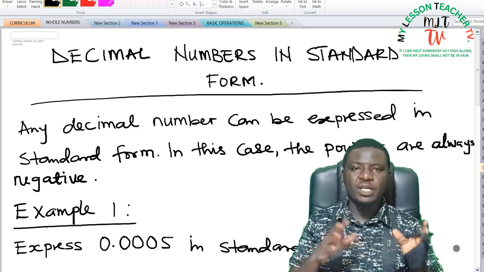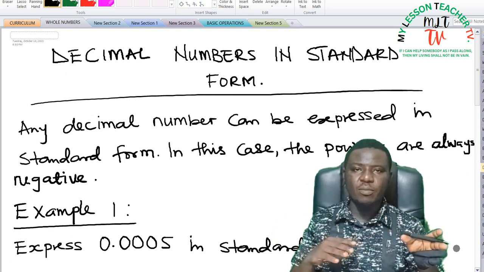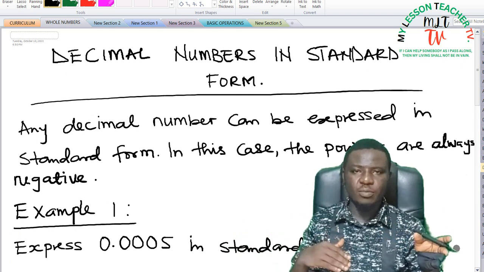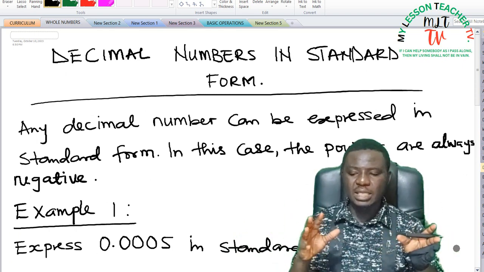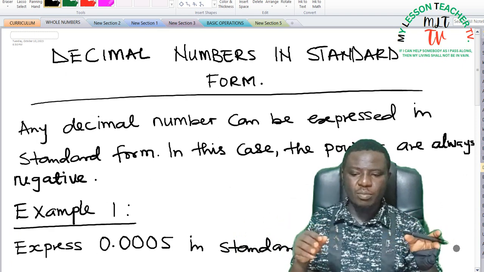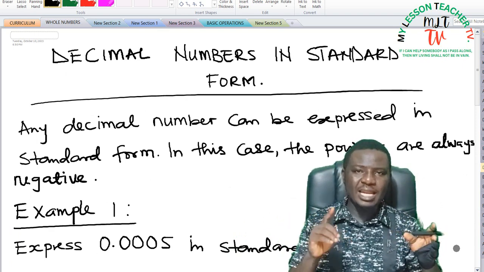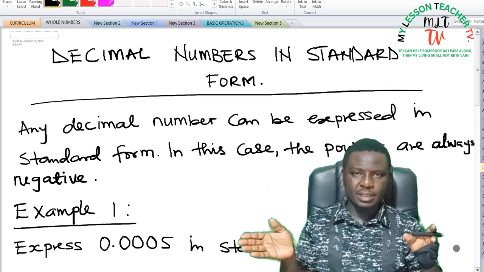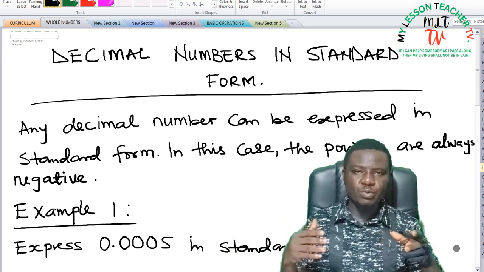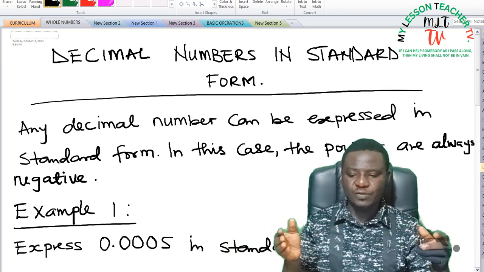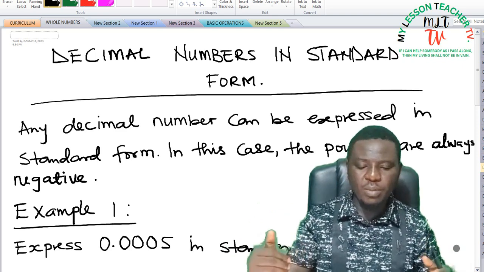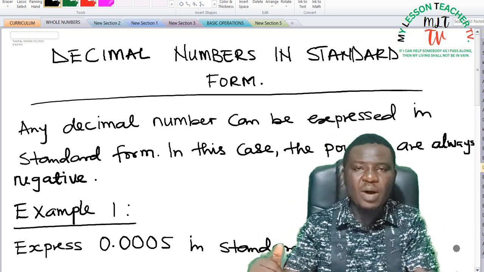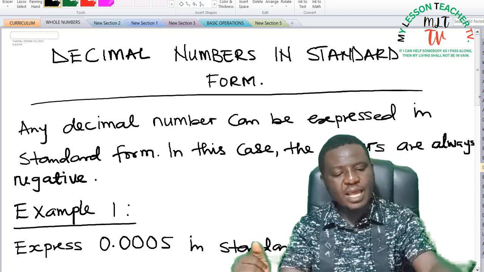Today's class is a continuation of our JSS2 mathematics on standard form. At the last class, we looked at how to express whole numbers in standard form. In today's class, we shall be looking at decimal numbers in standard form. Just like I gave you in the last two classes, where we were looking at decimal numbers of powers of 10, we shall also apply the same principles in dealing with other numbers outside powers of 10. I said any decimal number can be expressed in standard form, and in this case, the powers are always negative.